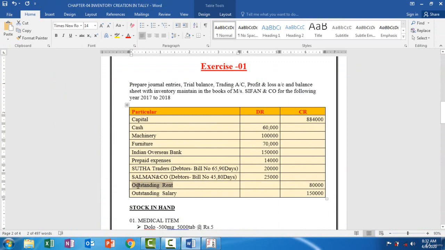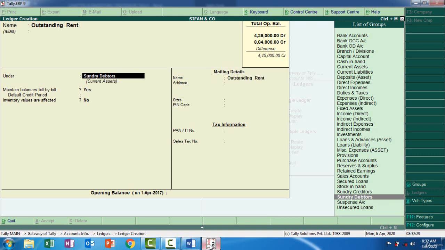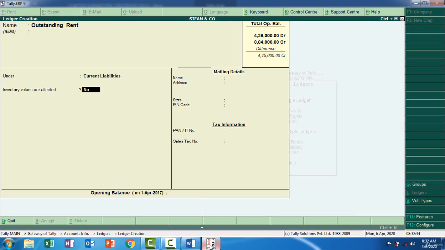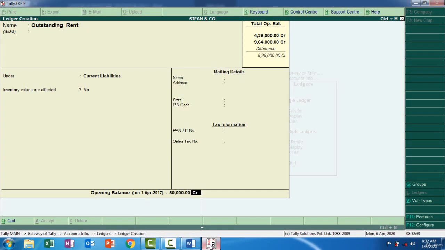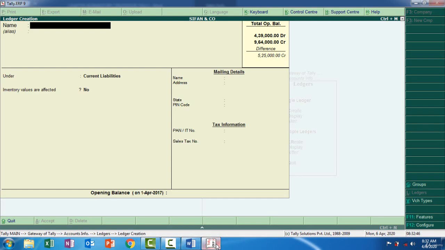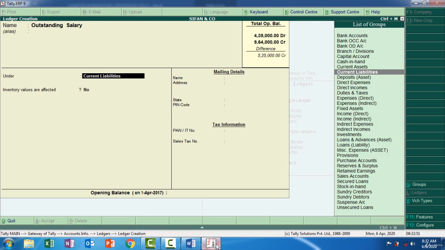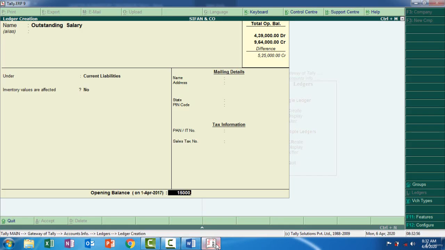The next one is outstanding rent. It means that we have to pay within 1 year. It's one of the current liabilities. So I'm going to choose current liabilities, outstanding rent, and then the amount is 80,000. The next one is outstanding salary. It means that we did not pay the salary to the employees, so we have to pay within 1 year. So I'm going to choose current liabilities, and then the amount is 150,000. Then I'm going to enter yes.